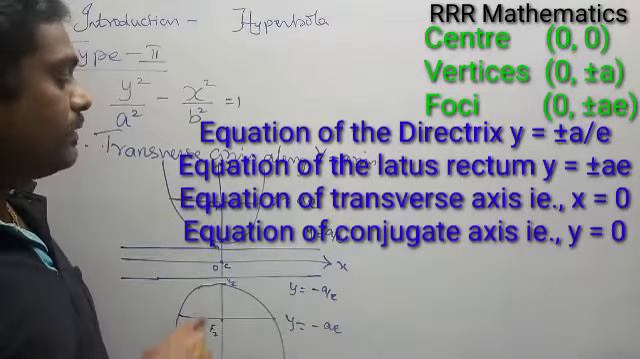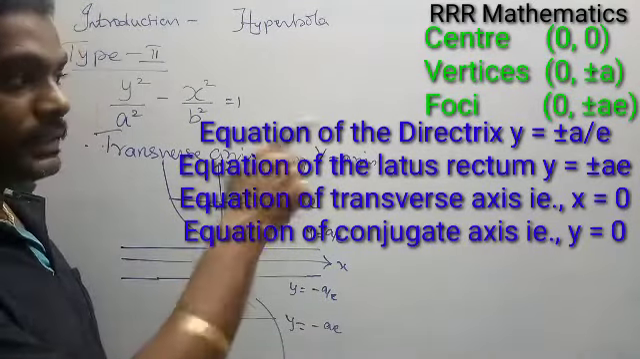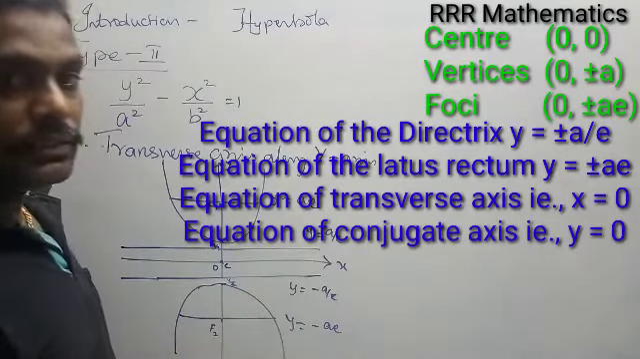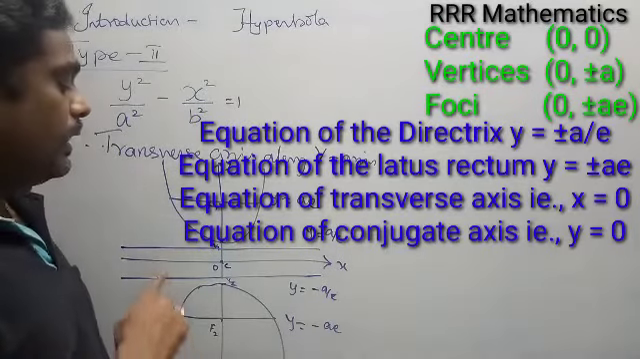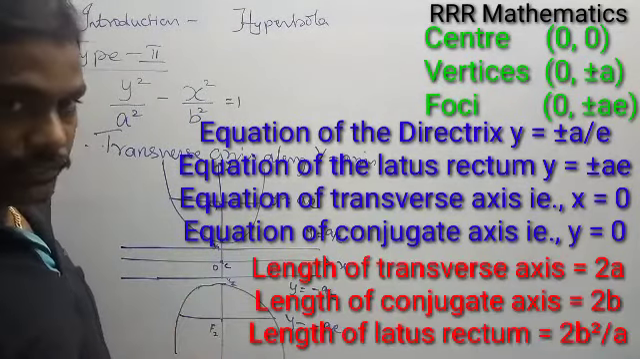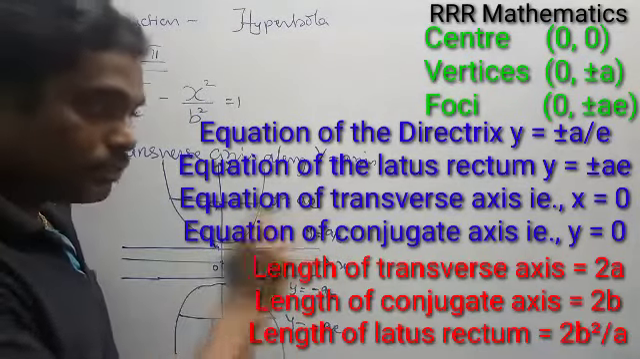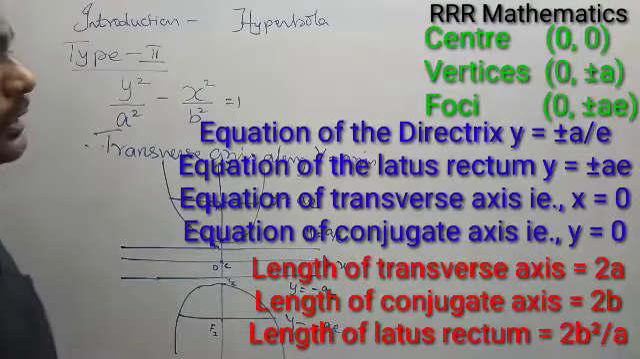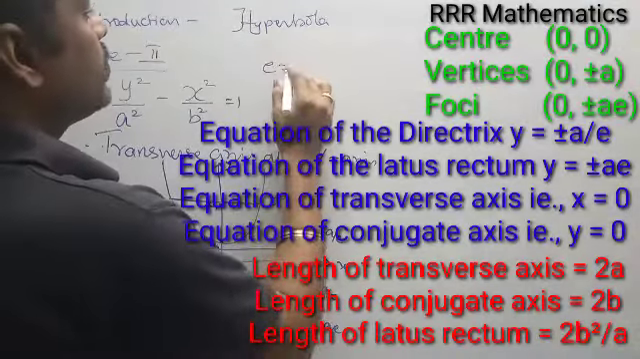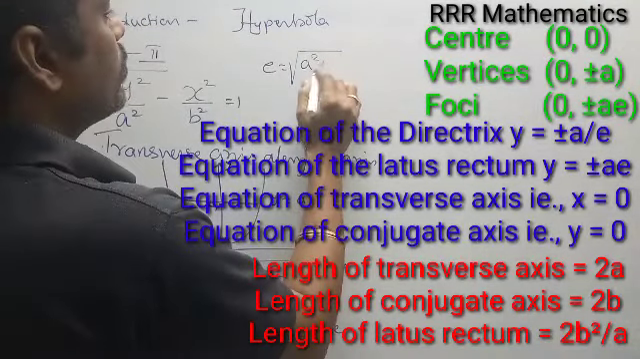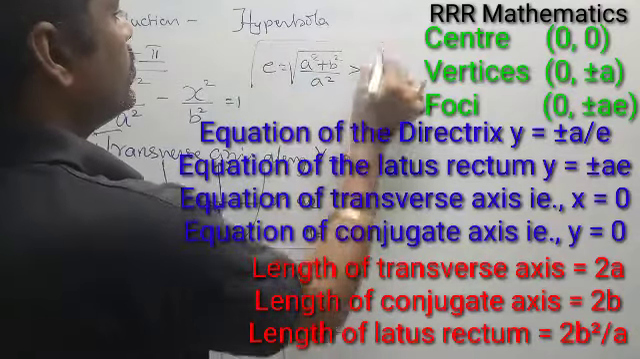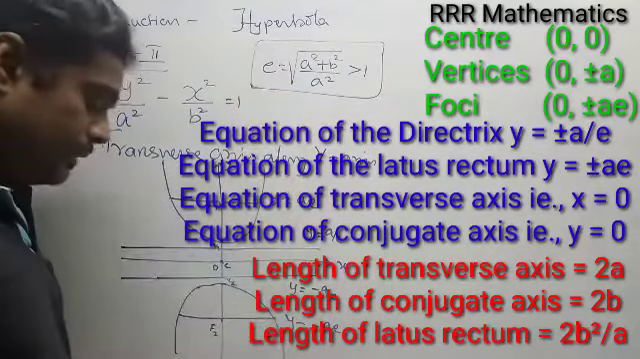In this case, equation of transverse axis, y axis, that is x equal to 0. Equation of conjugate axis, x axis, that is y equal to 0. Length of transverse axis 2a. Length of conjugate axis 2b. Length of latus rectum 2b square by a. In this case also, the value of e can be calculated by using the formula square root of a square plus b square by a square, which is more than 1. Is it clear? Very simple.